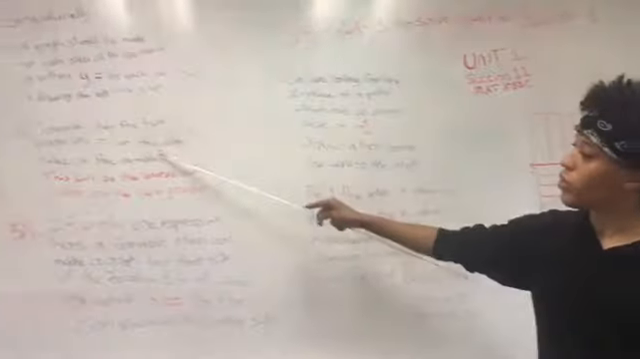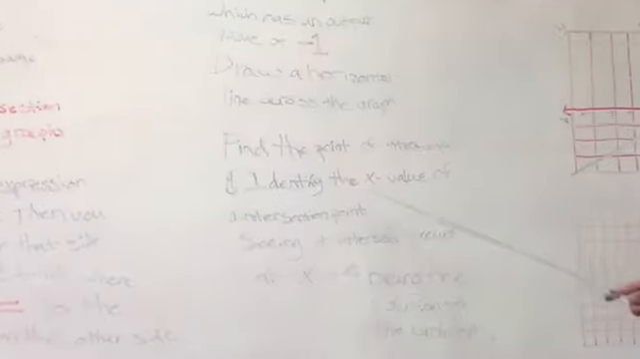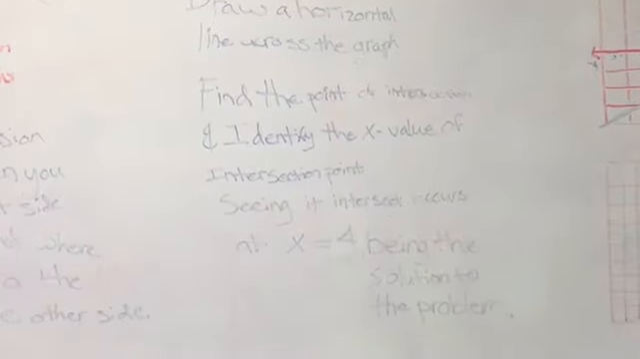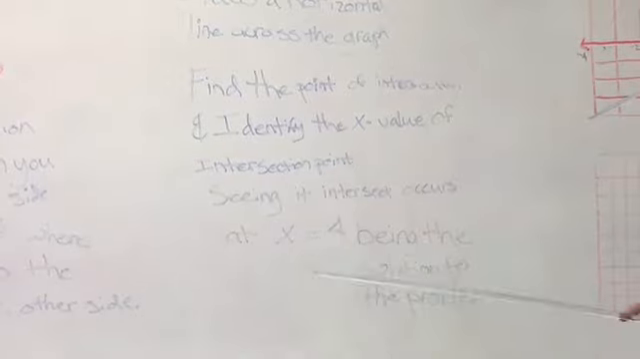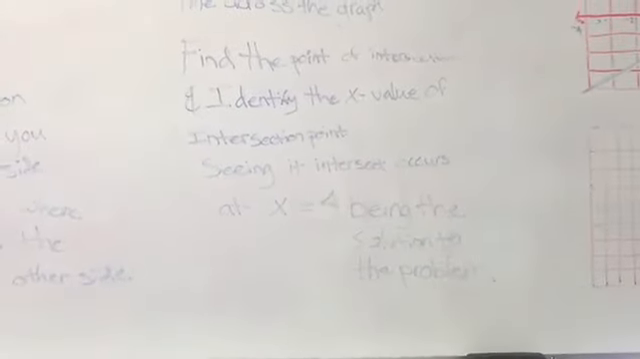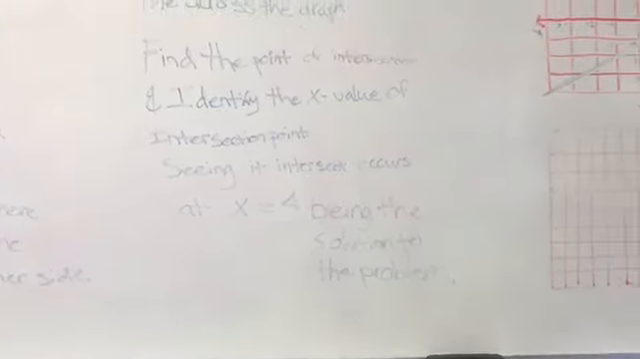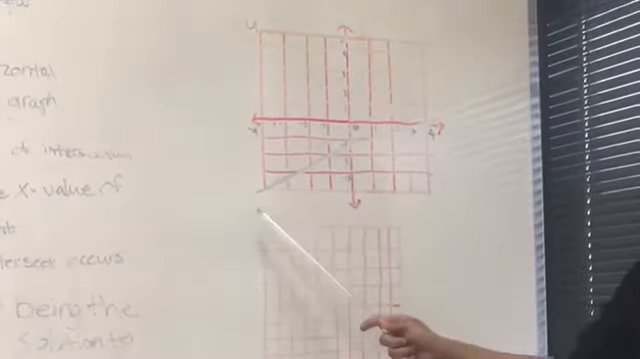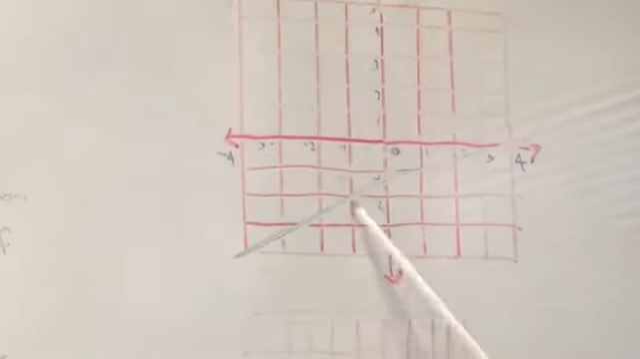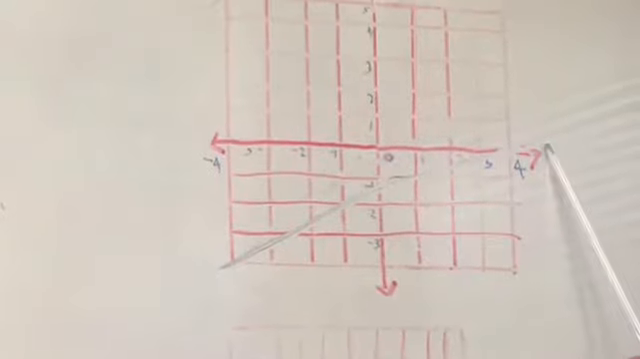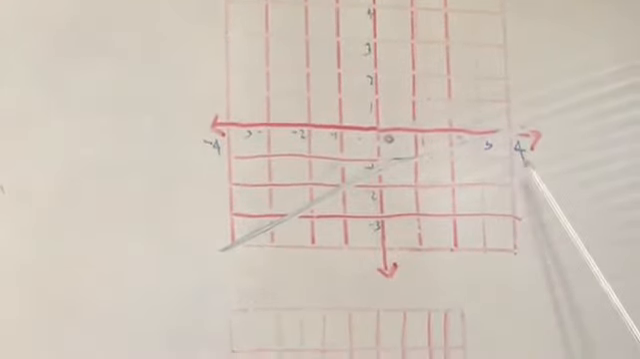Following along with step 2, which is determining where the two graphs are equal for the same value of the variable, we find the point of intersection and identify the x value of the intersection point. The intersection occurs at x equals 4, which is right here. The horizontal line is going through -1 and through 4, which will be your solution to the problem.